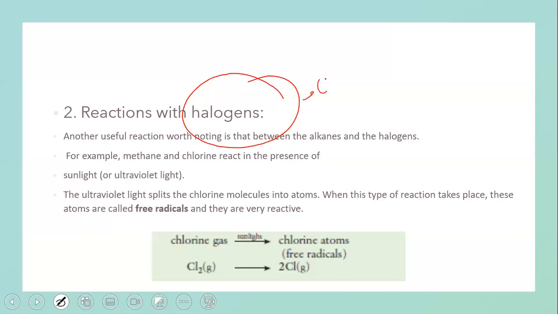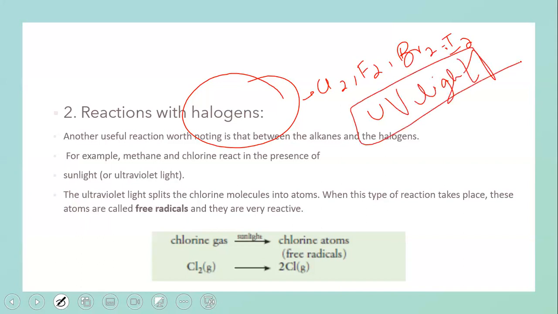Halogens meaning chlorine, fluorine, bromine, iodine, group 7. Now, there is a condition to this. Alkanes will only react with halogens in one particular condition, and that condition is UV light, ultraviolet light from the sun, or UV light wherever it's coming from, but mostly from the sun. UV light is needed. Without UV light, alkanes will not react with halogens. The reason is that alkanes are very non-reactive because they have a very strong single bond. For that bond to break, we need UV light.